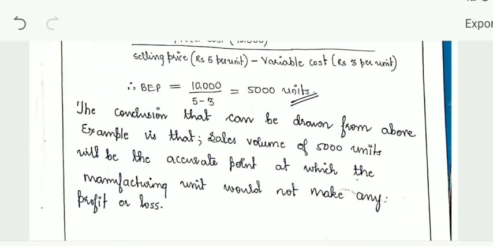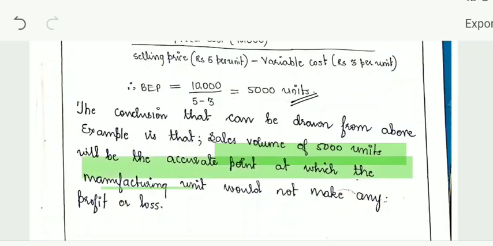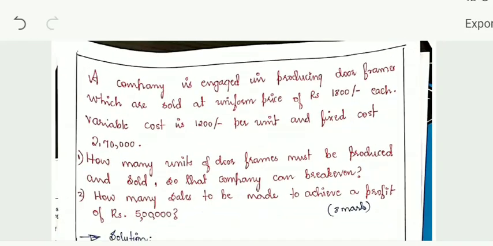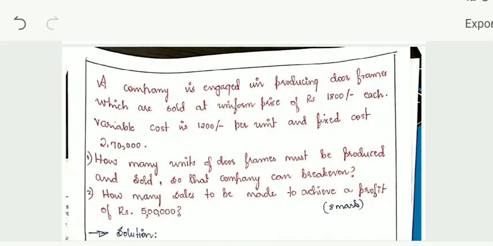Okay, how to interpret this one? The conclusion that can be drawn from the above example is that a sales volume of 5,000 units will be the point at which the company or the manufacturing unit would not make any profit or loss. That means it is a zero profit point, or it is a break even point. Now we'll see three important numericals regarding this particular concept.